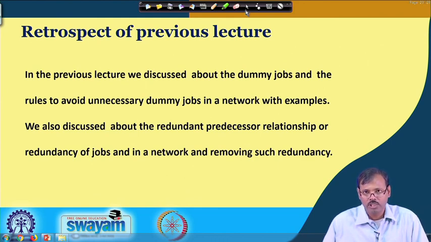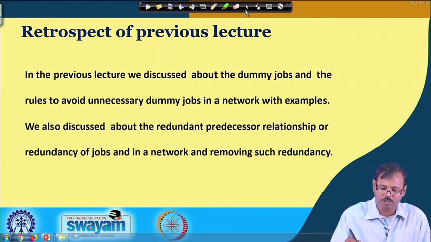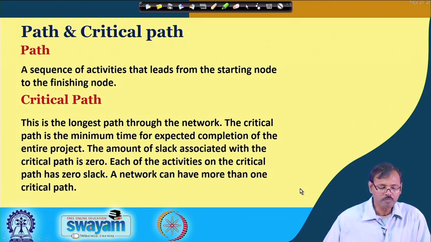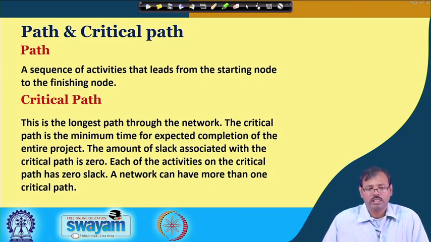So, now let us carry out some analysis on the network, and this analysis is called the critical path method. We will analyze the criticality of a network for its possible optimization. Let us understand a few more terminologies here, what is a path and what is a critical path, because we have already discussed the term critical path method.